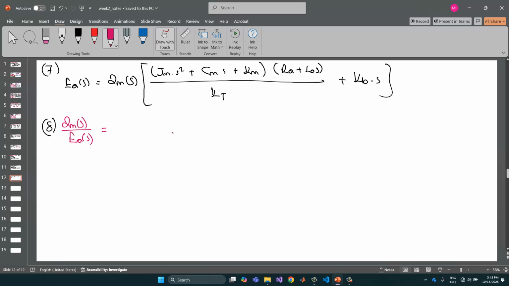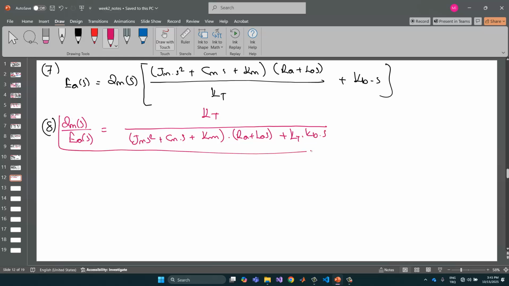And so, we have Kt divided by (Jm s square plus Cm s plus Km)(Ra plus La s) plus Kt Kb s, okay? So, if we have this formulation, then we can make some assumptions. Yani bazı kabuller yaparak biz bu denklemi basitleştirebiliriz.